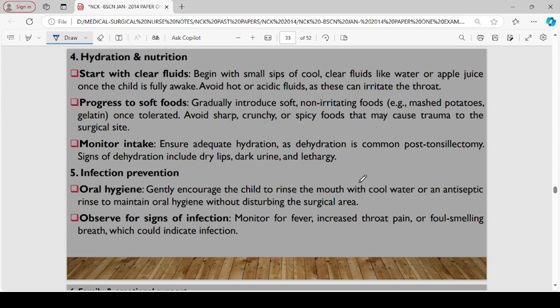You also attend to oral hygiene by gently encouraging the child to rinse the mouth with cool water or antiseptic rinse to maintain oral hygiene without disturbing the surgical area. Monitor for fever, increased throat pain, or foul-smelling breath, which could indicate infection.